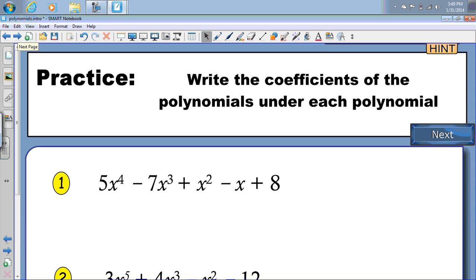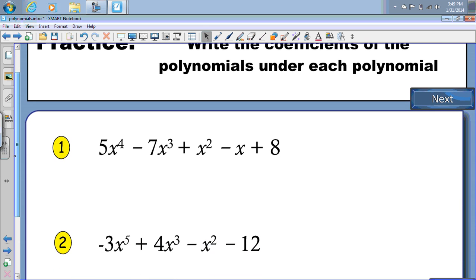Okay, so write the coefficients under the polynomials. Okay, what's the coefficient on our x to the 4th? 5. 7x cubed, negative 7. X squared, no number, so it's 1. X, no number, so it's negative 1. Okay, just a quick review of the coefficients.